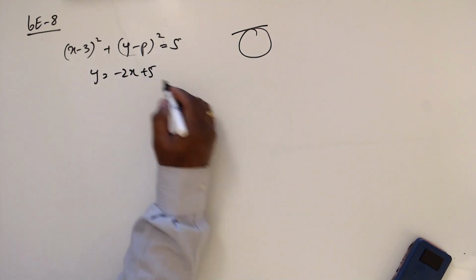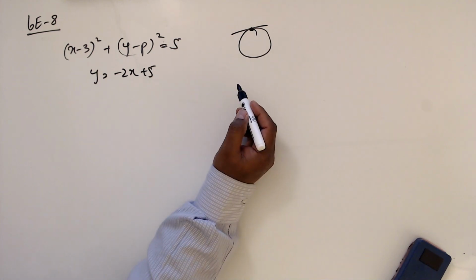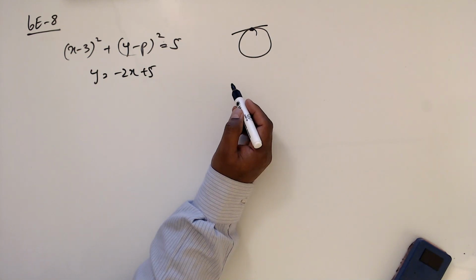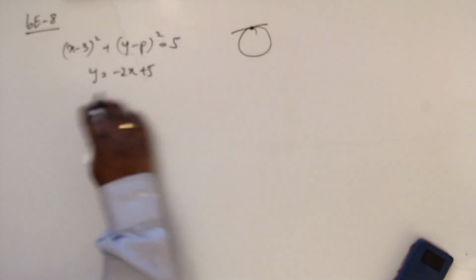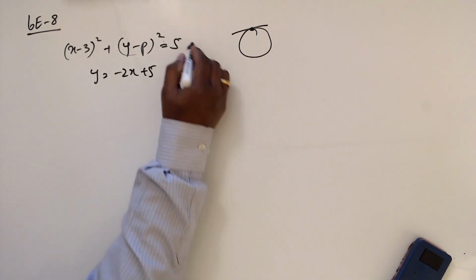Then what will happen? I want to find the coordinates of this point. So find the two possible values for p. Right. If I need to find the coordinates, what do we do? We are solving those two together.